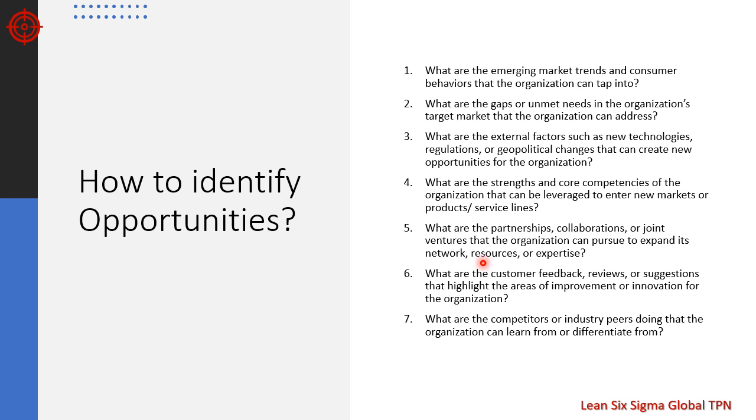So these questions can help you identify the external positive factors that can enhance the organization's performance, reputation, or growth potential. You can also use tools such as market research, customer surveys, and industry analysis to gather more specific and objective information about the opportunities. Once you have identified the opportunities, you can use them to inform your strategic decisions, such as new product and service development, market entry, innovation, and strategic partnerships. So by seizing the opportunities, the organization can enhance its competitive position, customer satisfaction, and revenue potential.